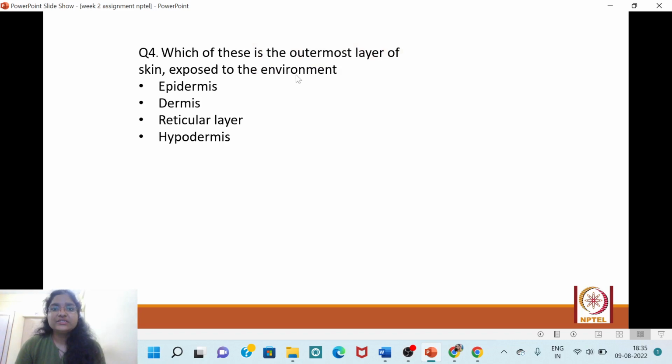Which of these is the outermost layer of skin exposed to the environment? Okay, I have already given the answer few minutes back. So if you all have listened to it, you can answer it. Which of these is the outermost layer of the skin exposed to the environment? Epidermis, dermis, reticular layer, hypodermis.